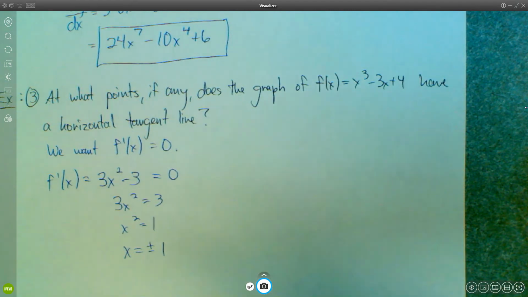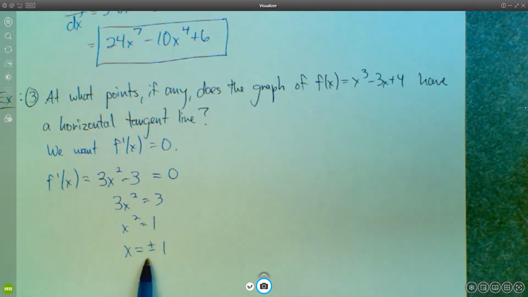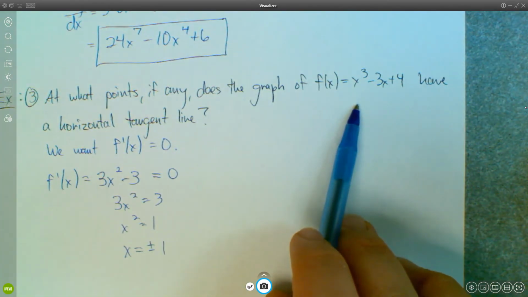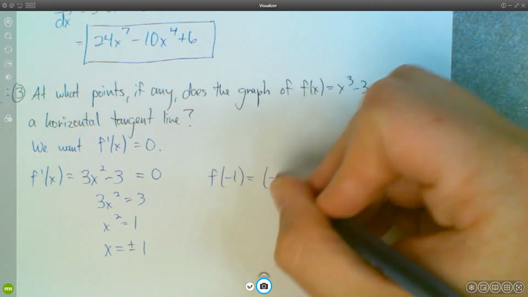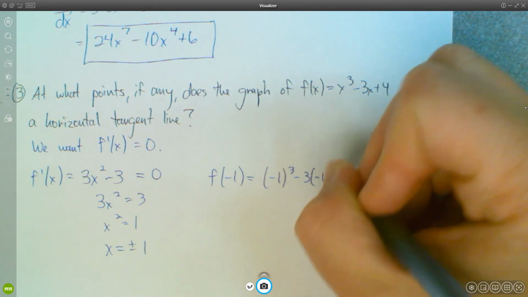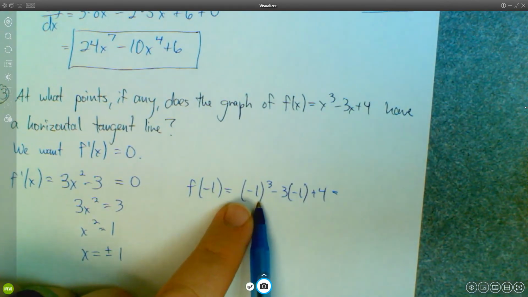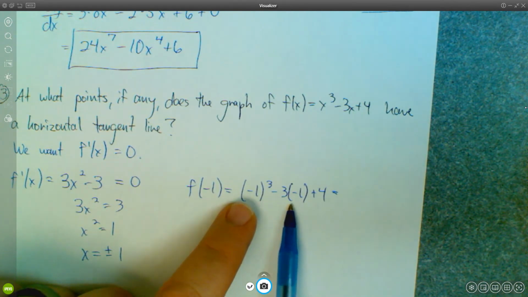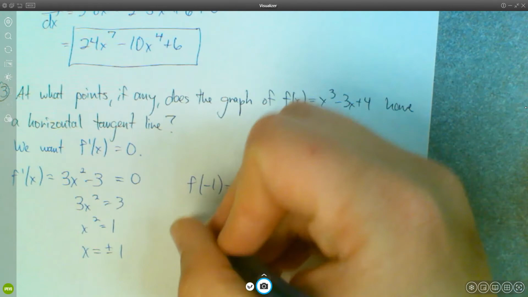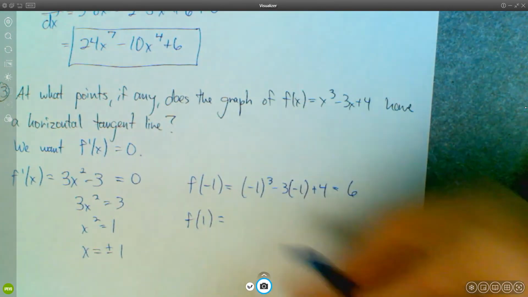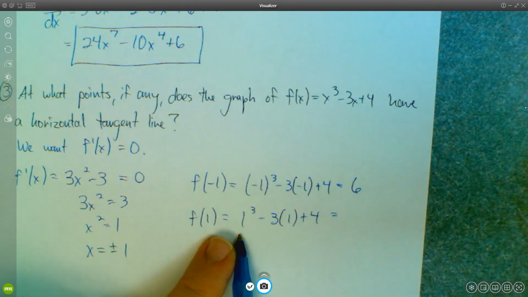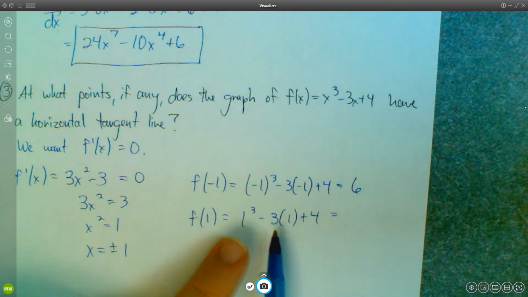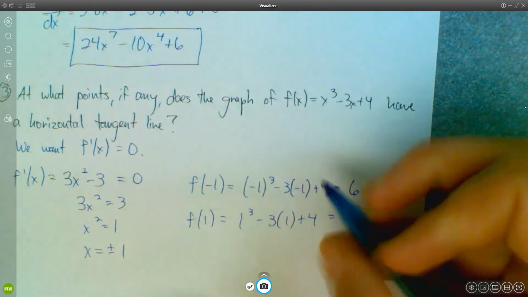I suppose, they asked us at what points, and these are just the input values. So if we wanted to come up with the output values, we could plug these back into the original function. So f of negative 1 is negative 1 cubed minus 3 times negative 1 plus 4. That's negative 1 plus 3. That's 2. 2 plus 4 is 6. And then f of 1 is 1 cubed minus 3 times 1 plus 4. That's 1 minus 3. It's negative 2. Negative 2 plus 4 is 2.